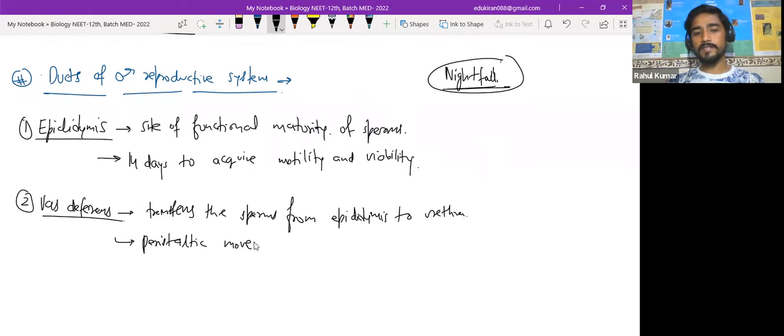So it shows peristaltic contractions to push sperms forward.